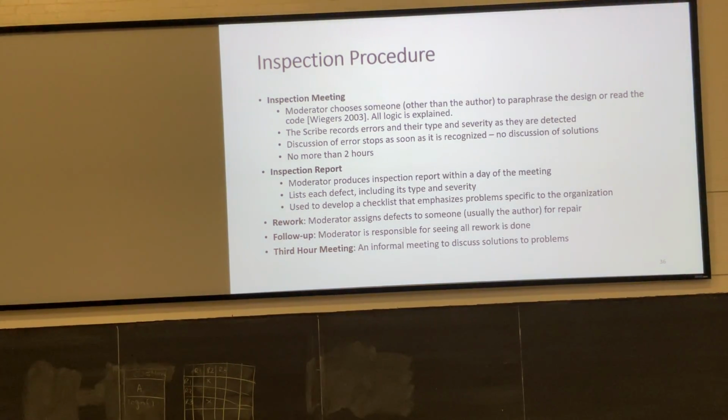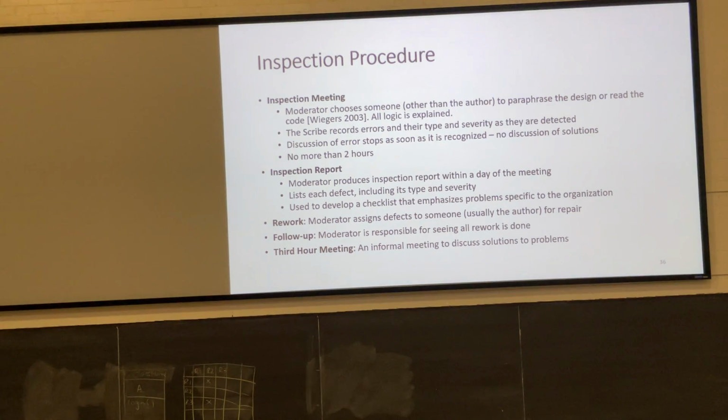You don't discuss solutions. Let's say you as a junior developer don't really understand what's the best way to do certain things, or why it is the way it is. Then you schedule a separate third-hour meeting, where you can discuss solutions. But normally in the inspection meeting, you just pinpoint all the different issues. Normally an inspection meeting should not last for 2 hours.